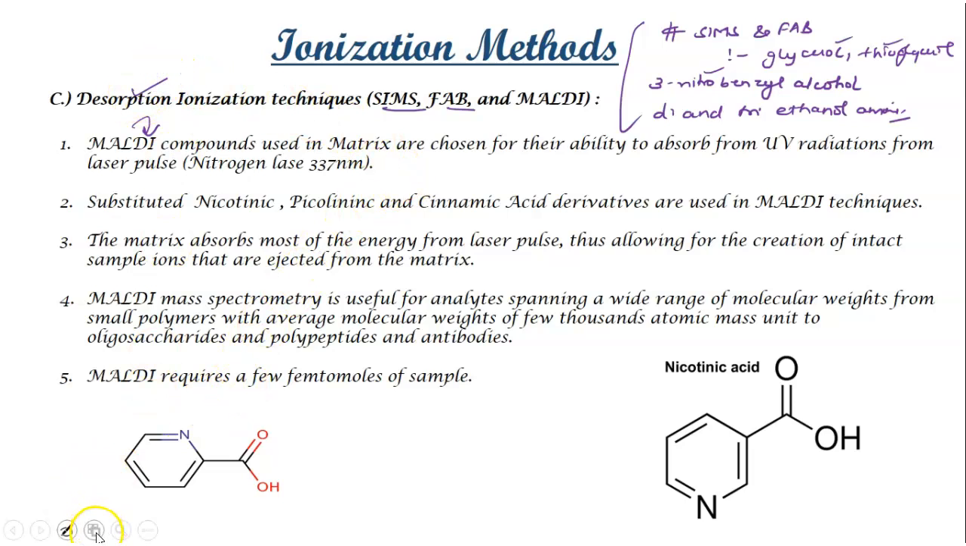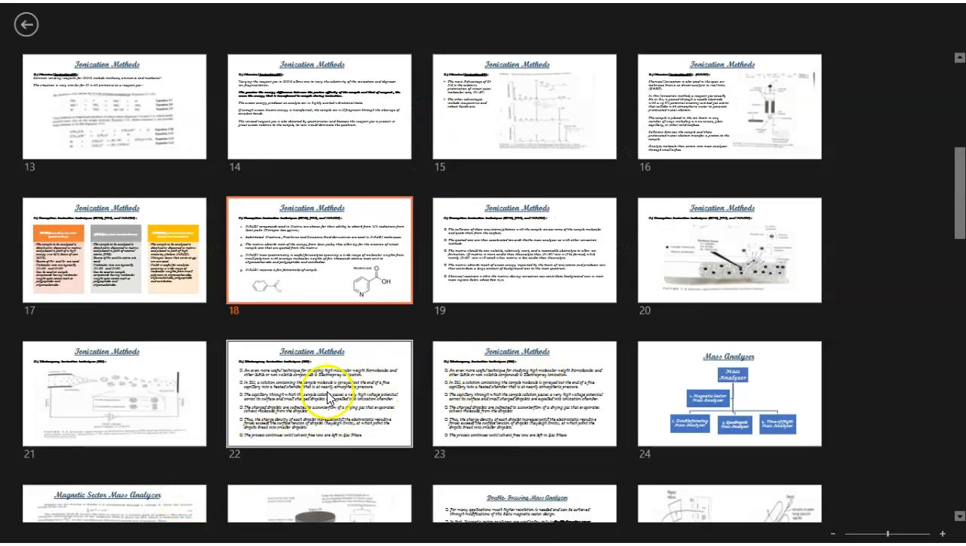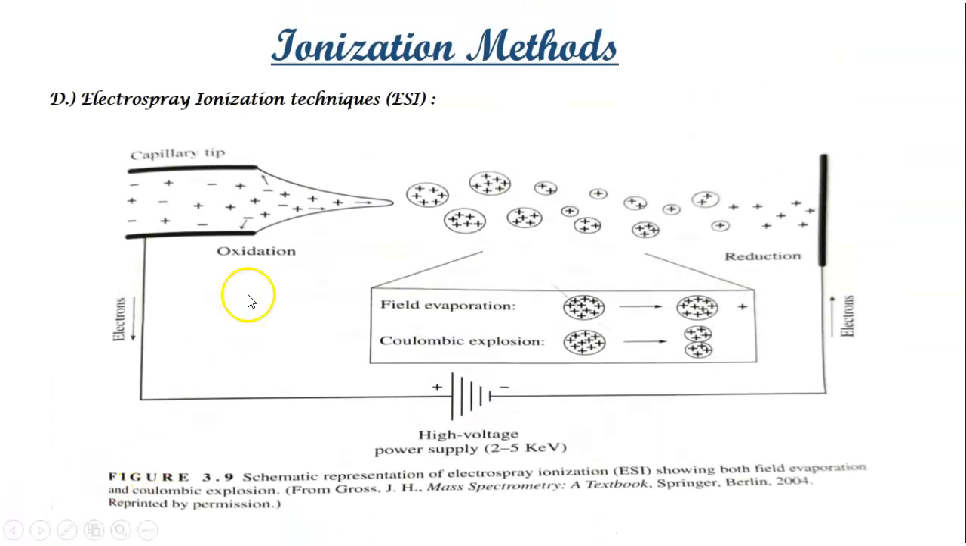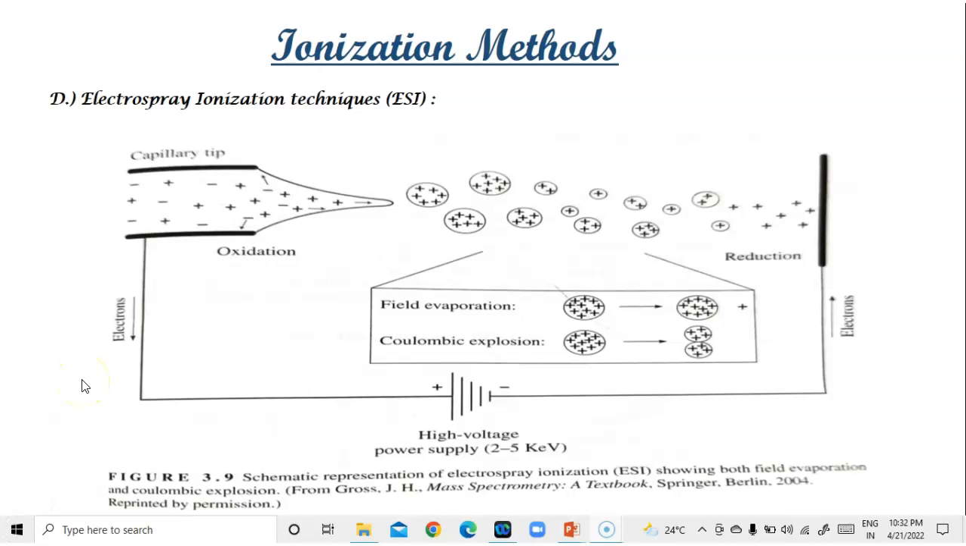Without wasting any more time, let's talk about another ionization method, that is the electrospray ionization method. See, this is the structure of the electrospray ionization technique. It is an even more useful technique for studying high molecular weight biomolecules or other labile and non-volatile compounds. I have already mentioned that you use desorption ionization techniques also for non-volatile compounds only, so keep this in your mind.